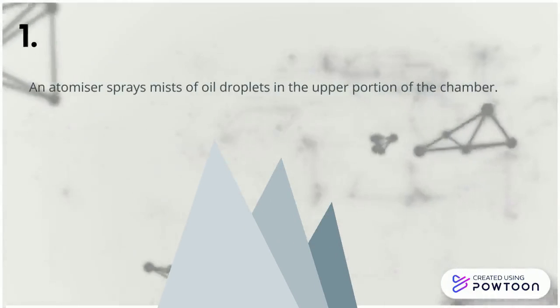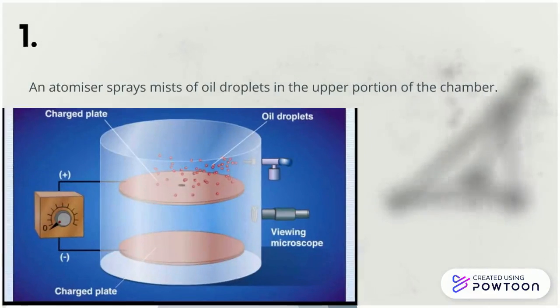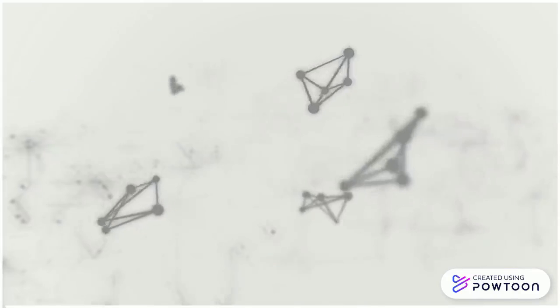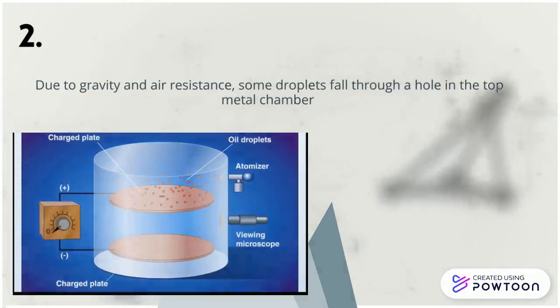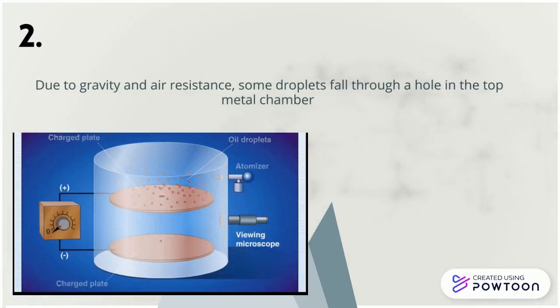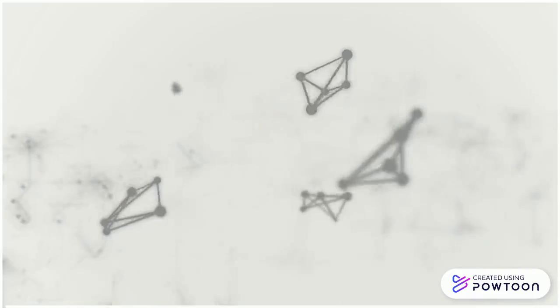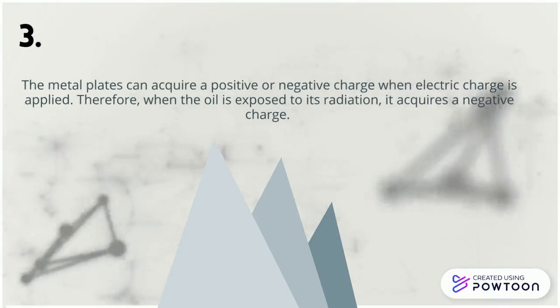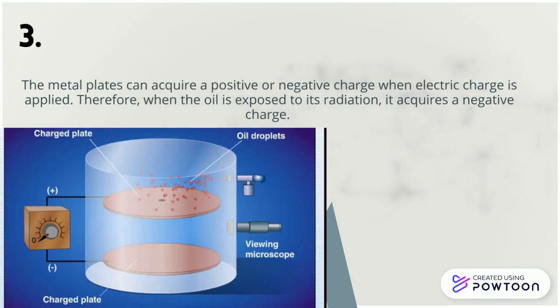An atomizer sprays a mist of oil droplets in the upper portion of the chamber. Then, due to gravity and air resistance, some droplets fall through a hole in the top metal chamber. The metal plates can acquire a positive or negative charge when an electric charge is applied.